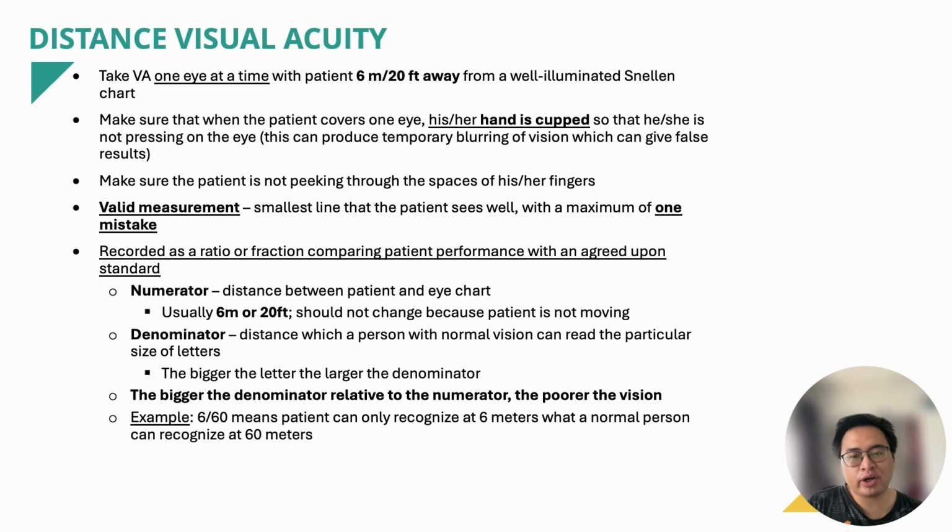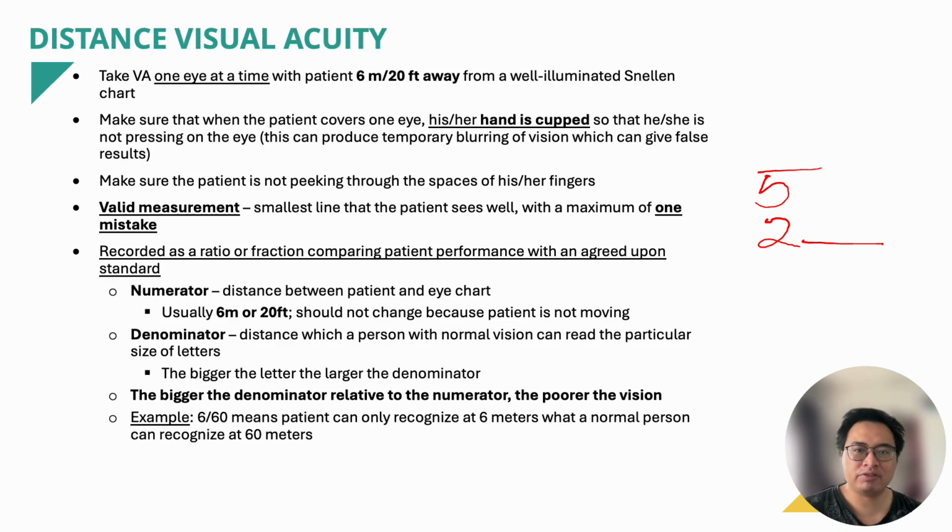Tapos, baka dating siya sa point na malabo na nakikita niya. So, sa isang line, halimbawa, na may 5 numbers, 5 letters pala, pwedeng 2 lang doon ang nababasa niya. Okay? But so what is the valid measurement? The valid measurement is the smallest line that the patient can see well with a maximum of 1 mistake.